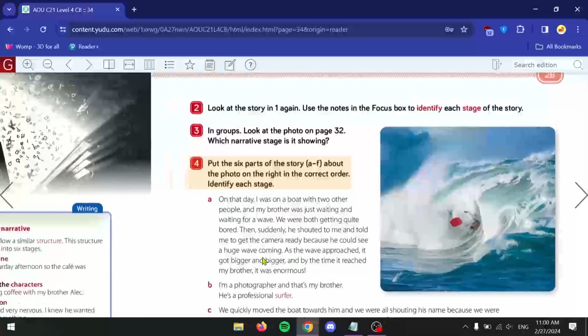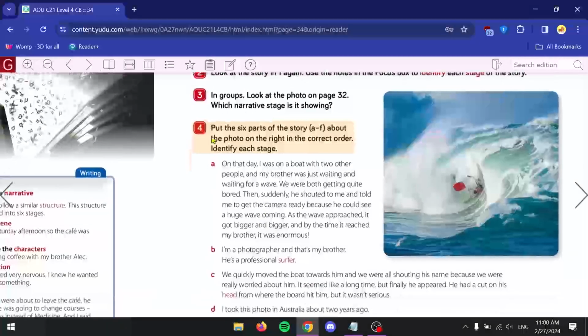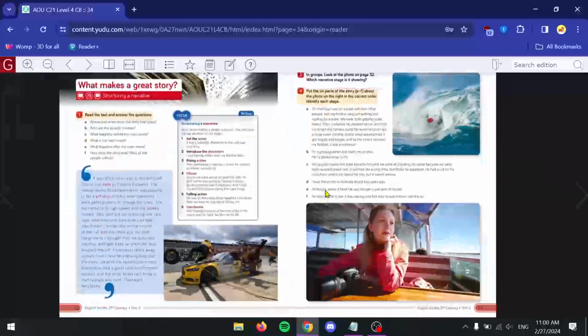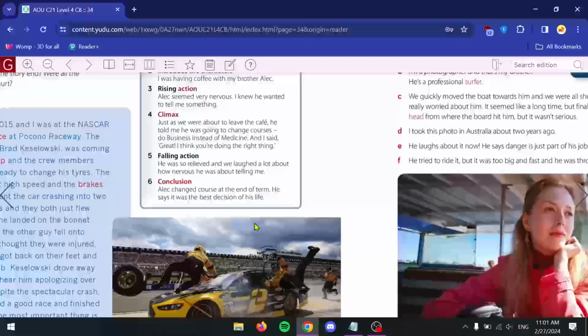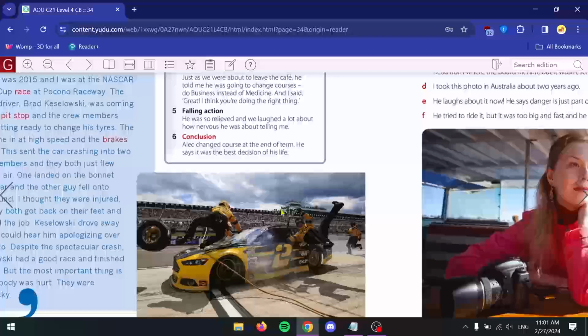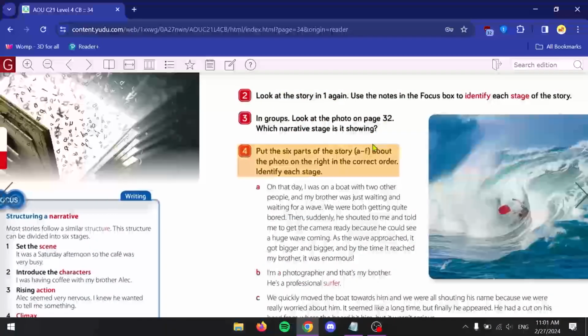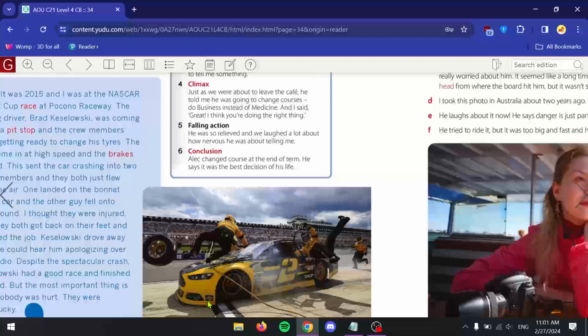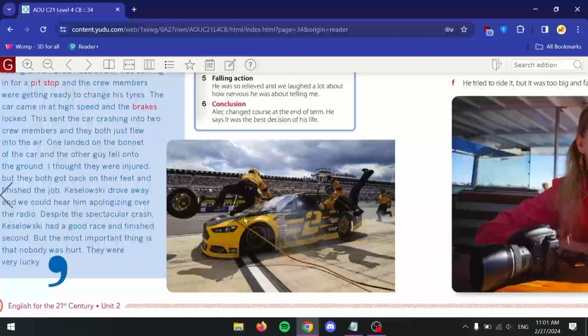All right. Look at the photo on page 32. Is this page 32? I believe it is. Oh, no, it's this one right here. Okay. Which narrative stage is it showing? If you guys had to guess for a second, only looking at this picture, which stage do you think this is showing?